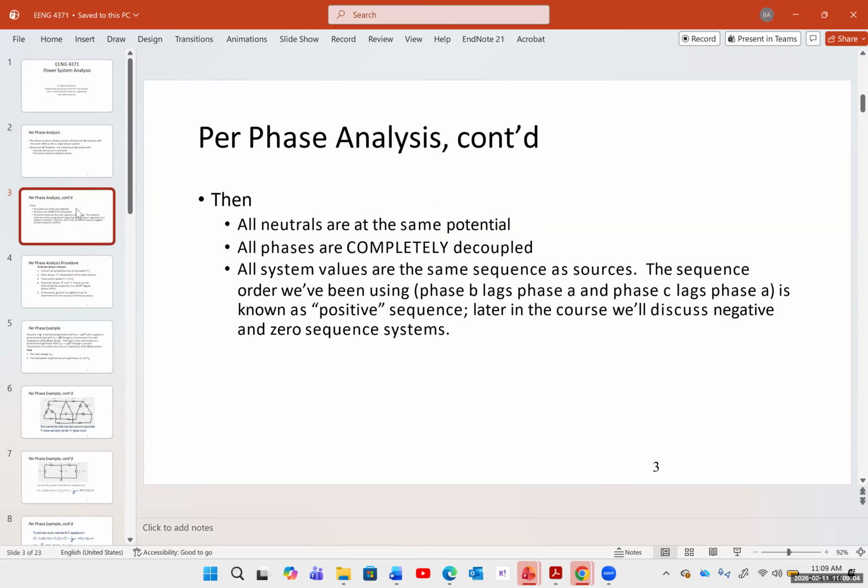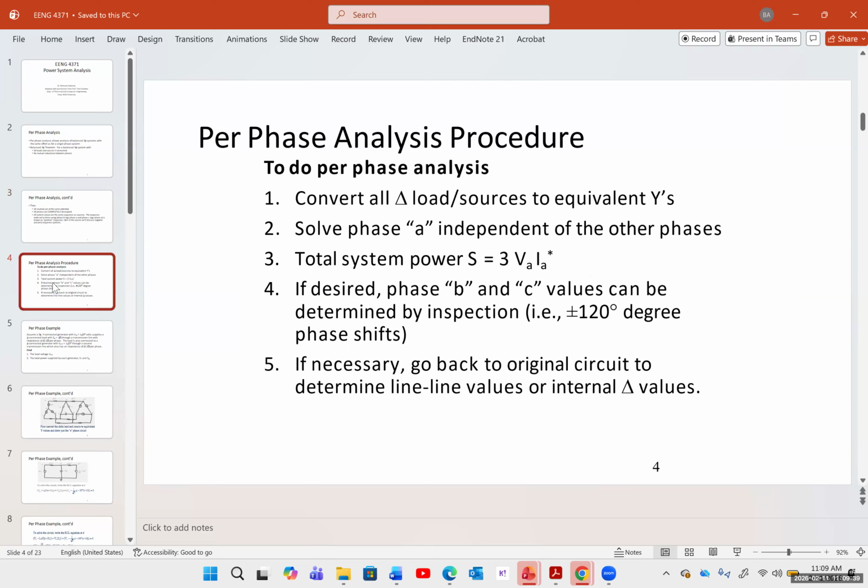Now, to do a per phase analysis, first of all, neutrals are at the same potential. All phases are completely decoupled. All system values are the same sequence as the source, and the sequence that we had was phase B lagging phase A and phase C lagging phase A. This is known as a positive sequence. We would also explain negative sequence and zero sequence later on as well.